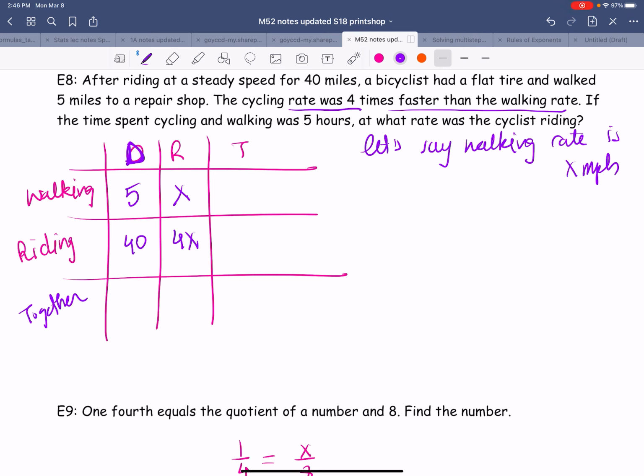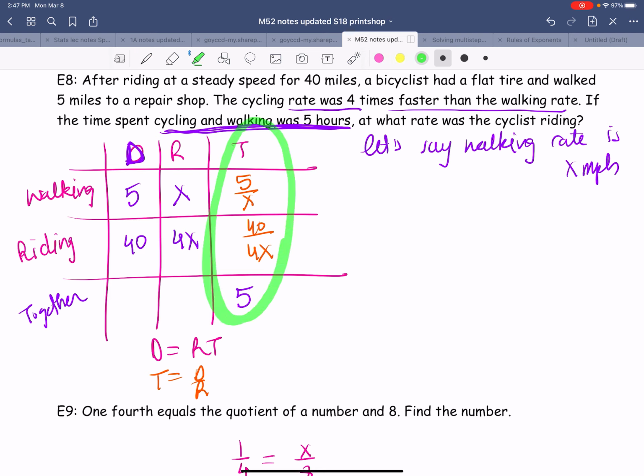And the time spent cycling and walking together. They're telling me the total time, not the time for cycling, not the time for walking, but the time together. So what can we do to write the equation here? Again, remember, we did say distance is equal to rate times time. My time column is empty over here. So to isolate the time, I can say time is equal to distance over rate. So distance is 5, rate is x. That would be the time for walking. Distance is 40, rate is 4x. That would be the time for riding.